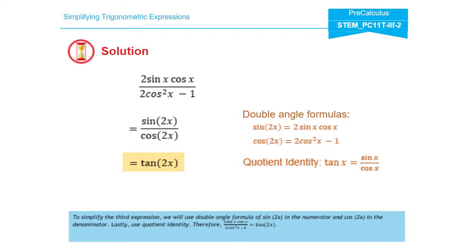Next, let's have 2 sine x cosine x over 2 cosine square x minus 1. So as you can see, 2 sine x cosine x is a double angle formula, as well as the denominator 2 cosine square x minus 1. So we can change it into sine 2x over cosine 2x. Okay? And then sine over cosine is tangent. So we can simply express it as tangent 2x.